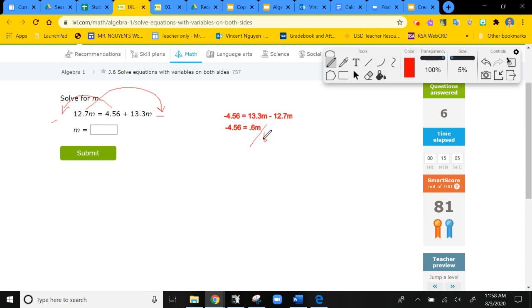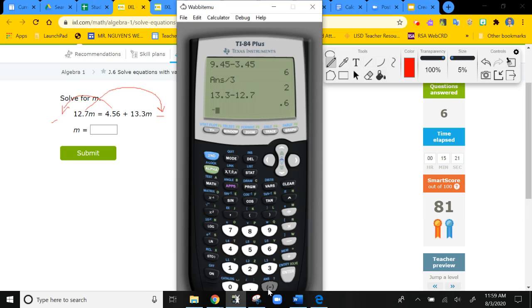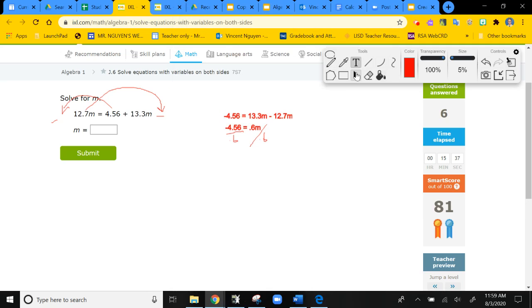My handwriting is terrible. I don't have a good pen to write with, guys, so excuse my handwriting, but you get the point. So go to your calculator, do negative 4.56 divided by 0.6. That's all you've got to do. And then our answer is negative 0.76. So trust your calculator and go with the flow.